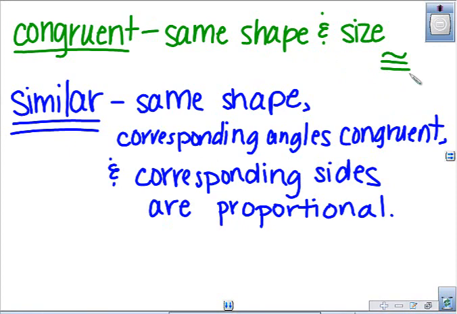That's congruent. When we talk about similar, they are the same shape, such as two triangles or two rectangles, and the corresponding angles are congruent, but the corresponding sides aren't necessarily congruent, they're proportional. And we'll get into more detail about what that means. The symbol you'll see for similar is just the squiggle without the equals. So that's the symbol for similar.